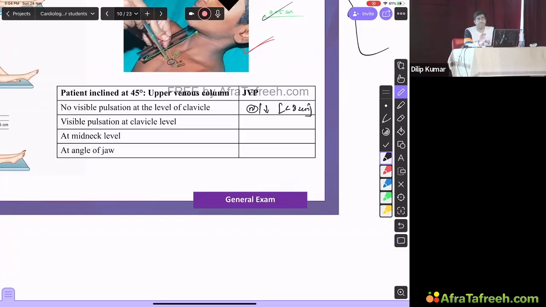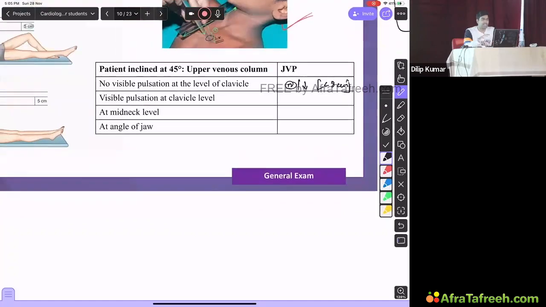Exactly that's what I was expecting from her, to say that sir, pulsation is not visible at the level of the clavicle. So I'm saying it is a normal JVP, or it can be low JVP also. Then visible pulsations at the clavicle level means it will be approximately 10 centimeters of water. If the pulsations are visible up to the middle of the neck, then it will be 15 centimeters of water. If the pulsation is visualized up to the angle of the jaw, it is 20 centimeters of water.